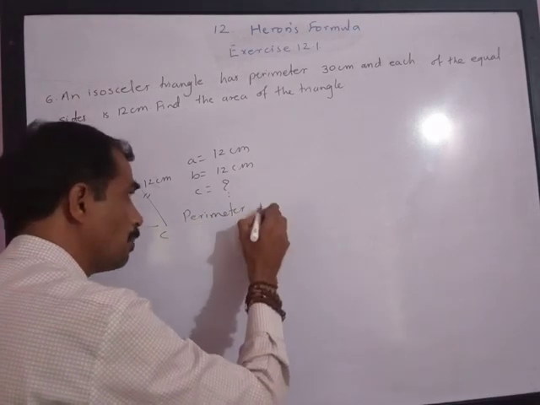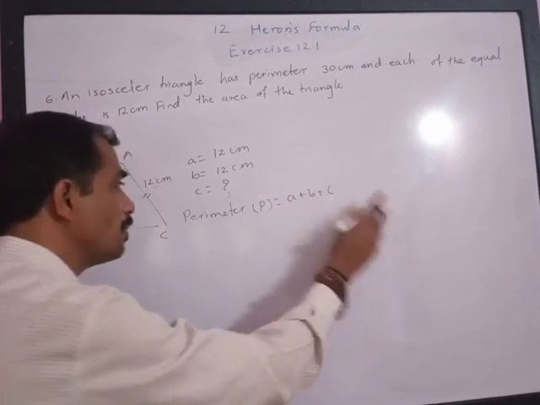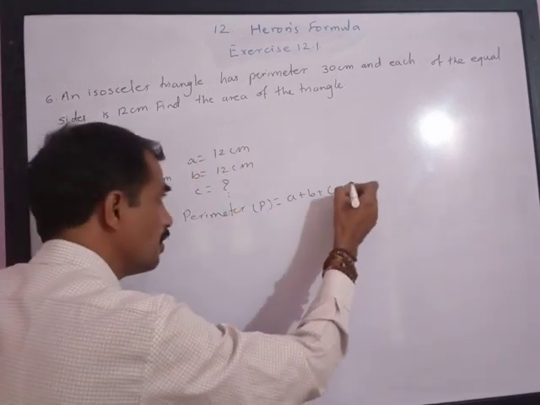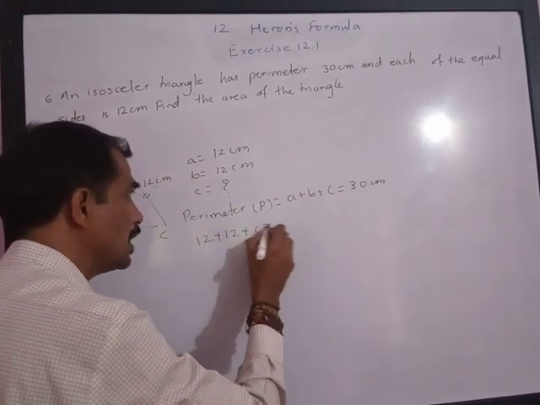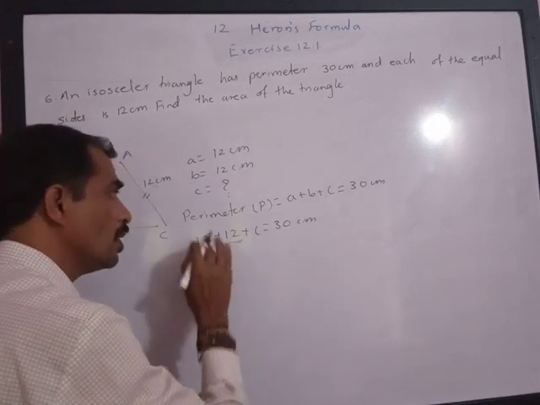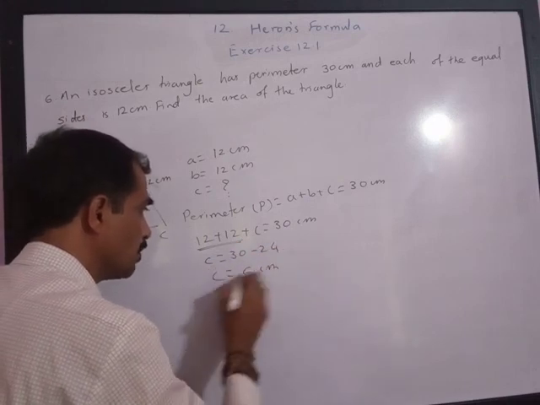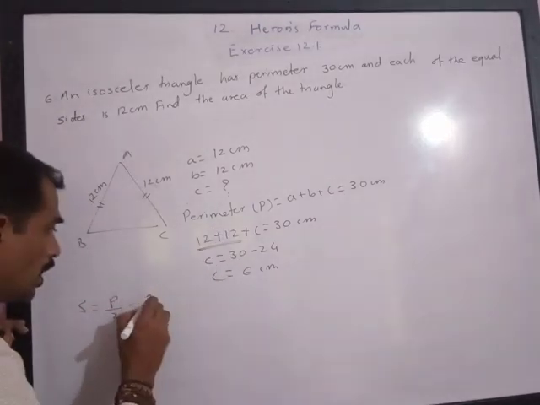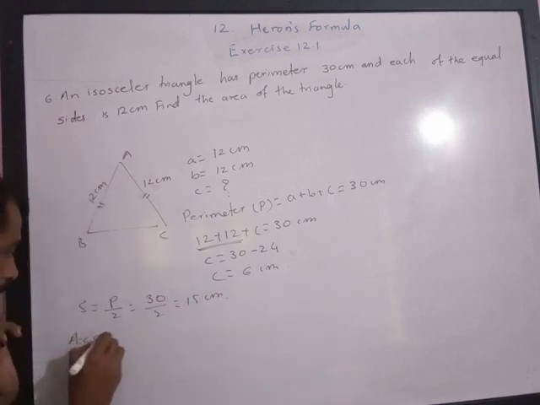We are given the perimeter. Perimeter is equal to the sum of all sides. That is perimeter P is equal to a plus b plus c. Now we are given the perimeter is equal to 30 centimeters. So after putting the values, you will get 12 plus 12 plus c is equal to 30 centimeters. It means c is equal to 30 minus 24. If you carry it to that side, it will be negative. So this is equal to 6 centimeters. Now the semi-perimeter s is equal to perimeter upon 2, that is equal to 30 upon 2, that is equal to 15 centimeters.